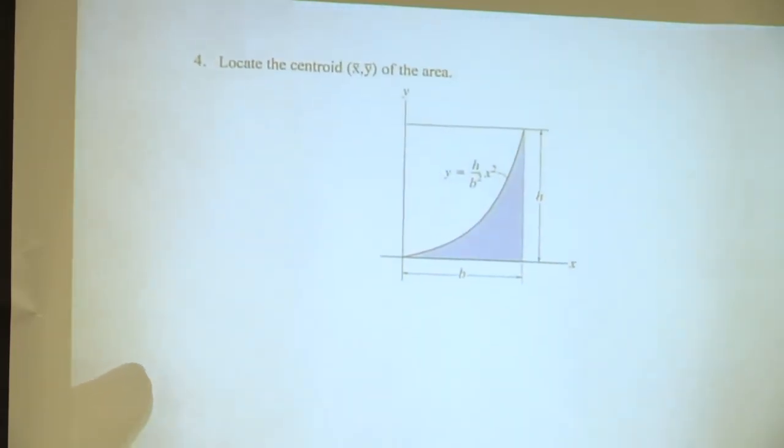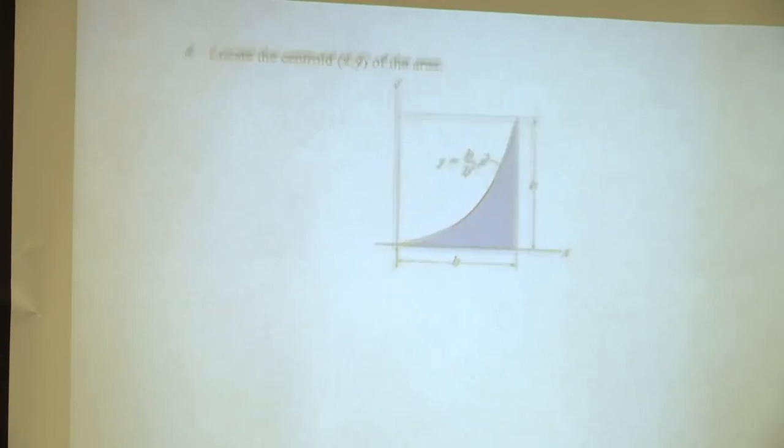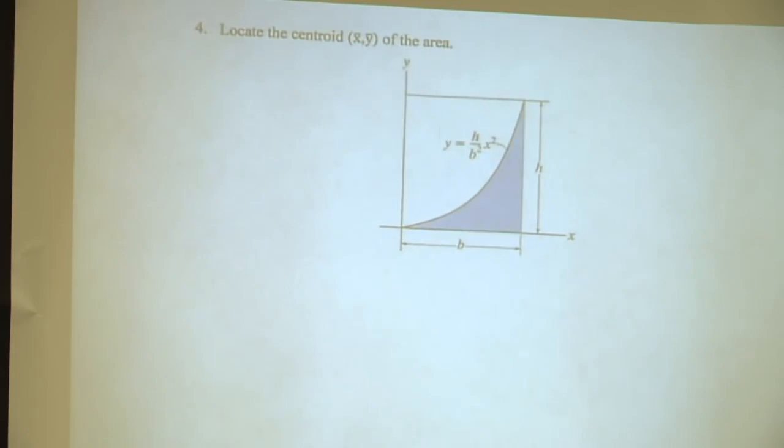Okay, so now we have this problem, and what type of problem is it? Okay, awesome, so centroid problem. Now, which one is it asking us to find? X or Y? X and Y, so you have to find both. So how do we do that? Okay, awesome, so use the equation that's given to us, so the Y.